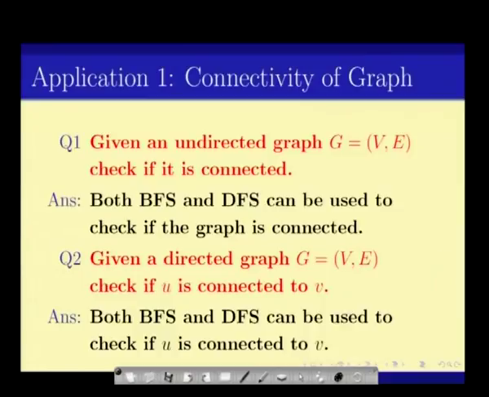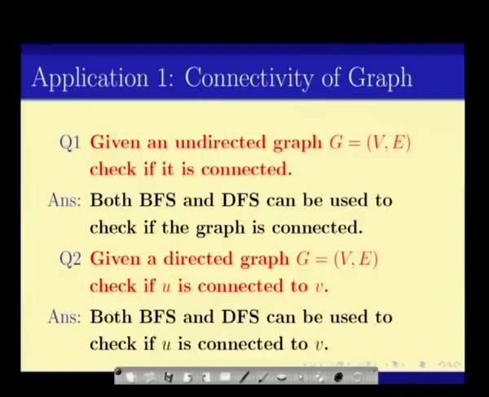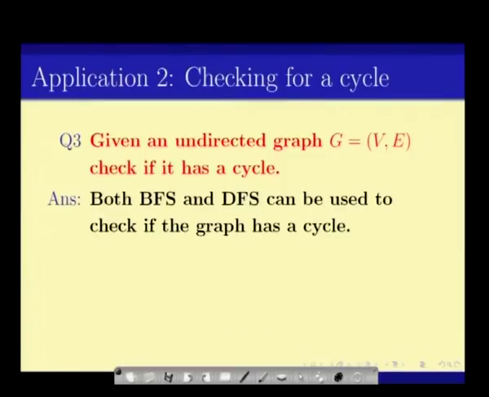In the case of a directed graph also, if you want to check whether U is connected to V, the same idea works. You start either BFS or DFS from U. So, use U as the root and start, and then if you reach V at some point of time, that will imply that V is connected to U. If you do not reach V, then V is not reachable from U. The idea is that if you start from a vertex, DFS and BFS will make you reach all the reachable vertices from the root.